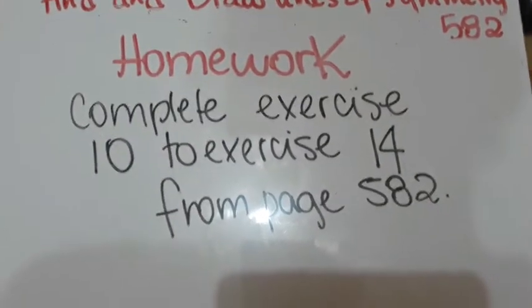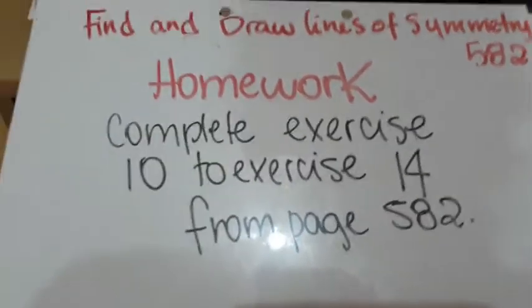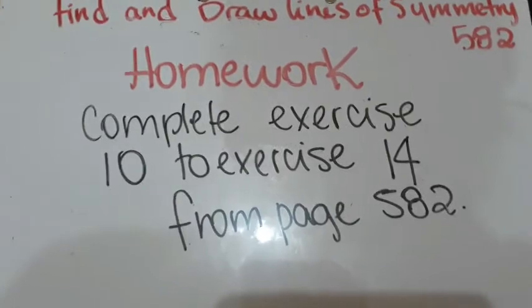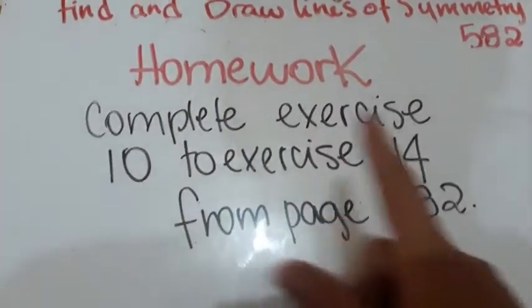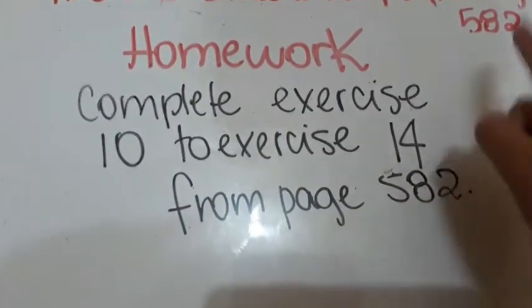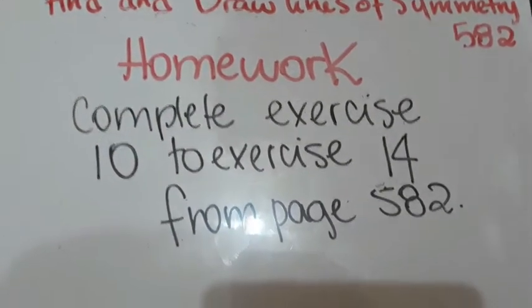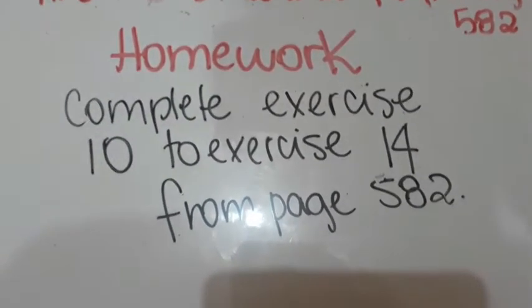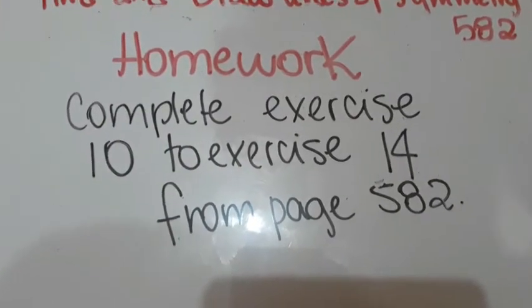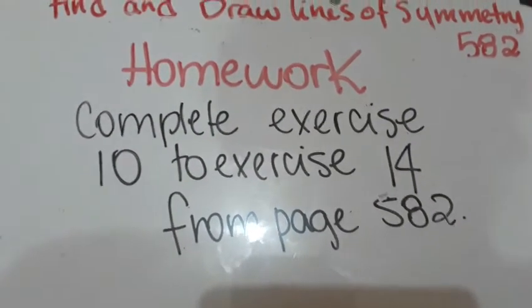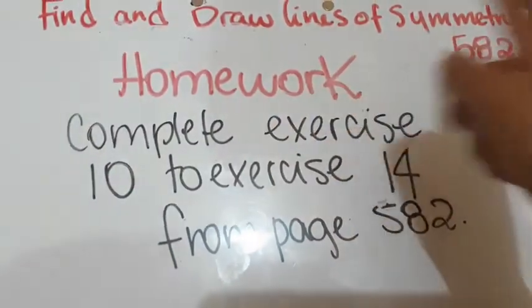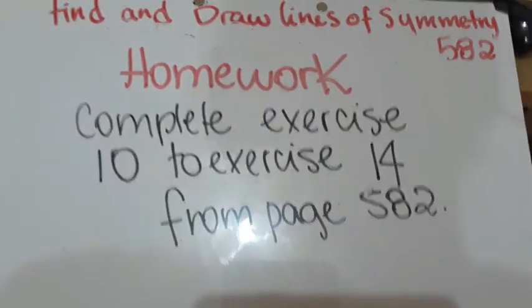Okay, students, we finished this class. So what is the homework? The homework is to complete exercise 10 to exercise 14 from page 582. Remember, you need to see the shape. You need to see and analyze where you can put the line of symmetry and you are going to have it.